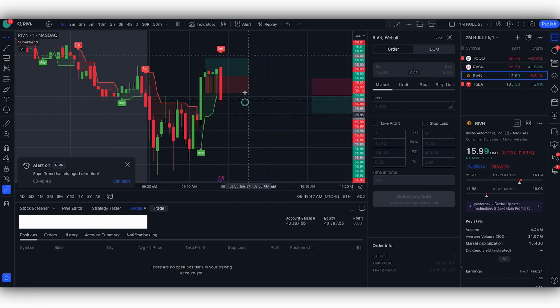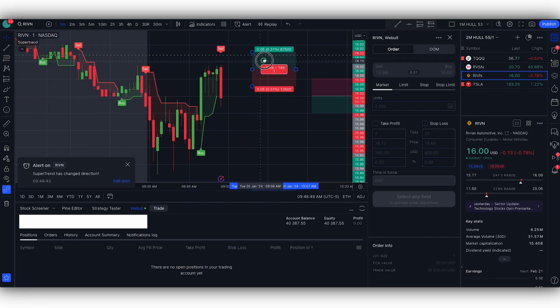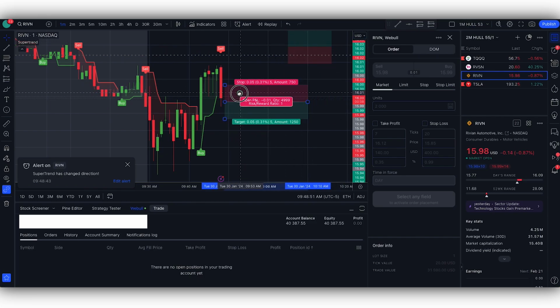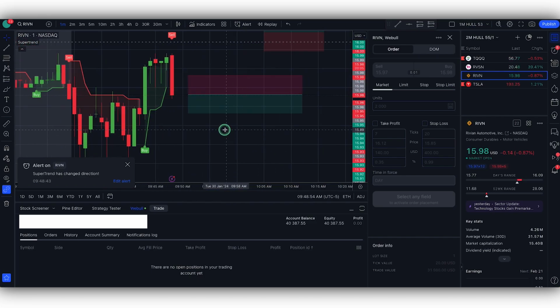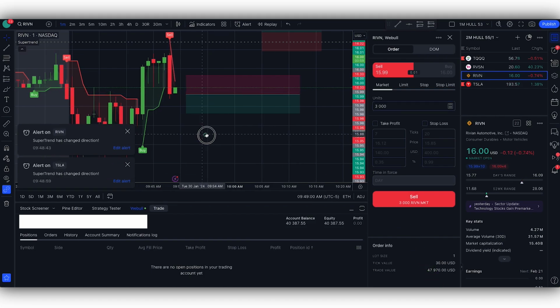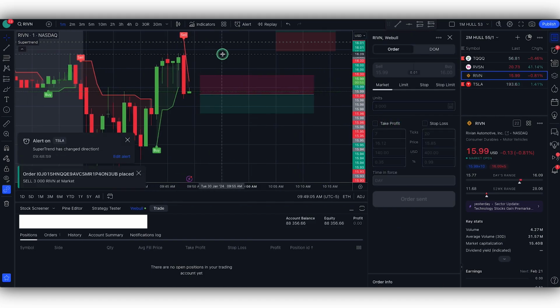Okay, we got the sell signal from here. You can see this trade would not have worked out. Happy I didn't take that. Looking into selling right here, 3,000 units. That's 47,000. And the signal just hit, so I'm going to go in right there.